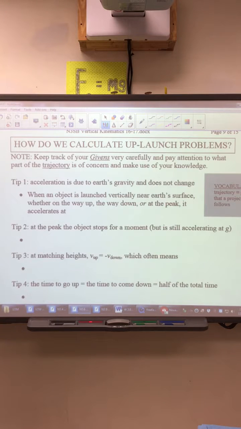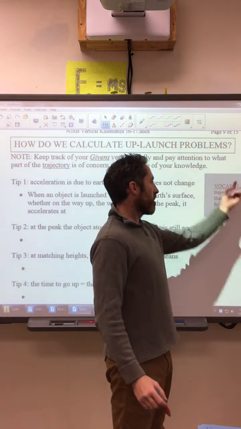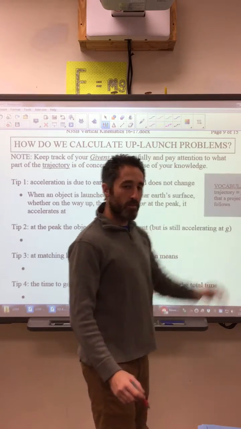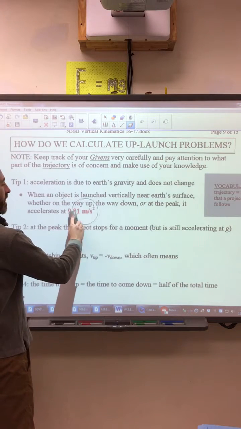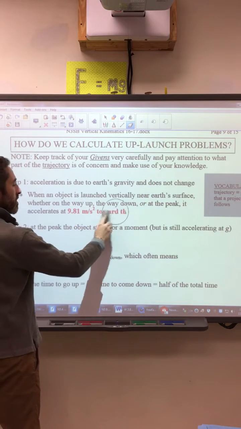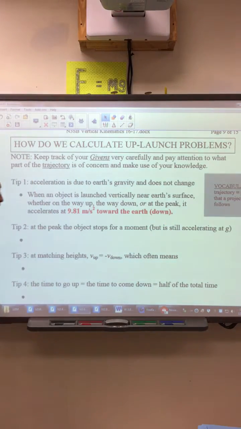Okay. Tip 1. Acceleration is due to Earth's gravity, and that is not going to change. So basically, when you have a throw-up problem, whether the ball is on the way up, on the way down, or even at the peak, in all cases, it will accelerate at 9.81 meters per second squared toward the Earth. It's really toward the Earth's center, aka down.